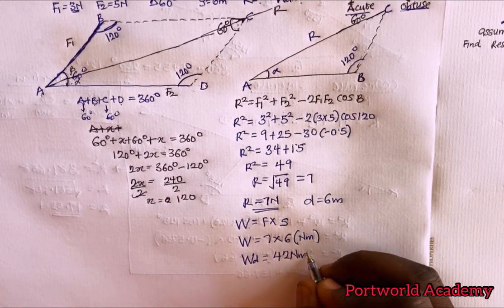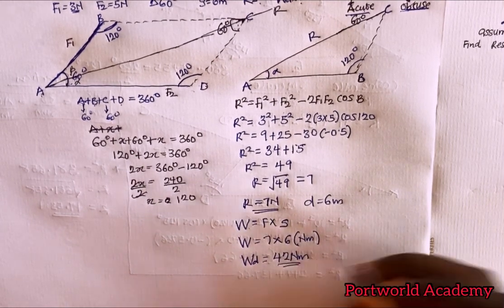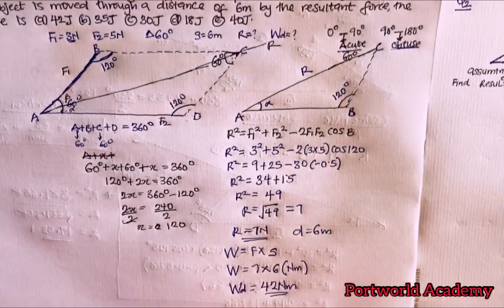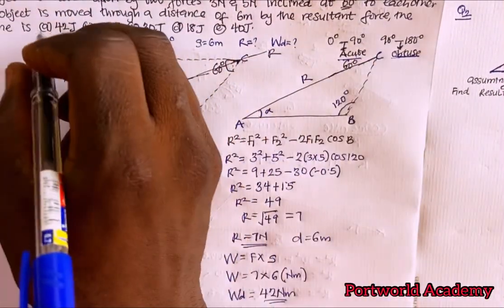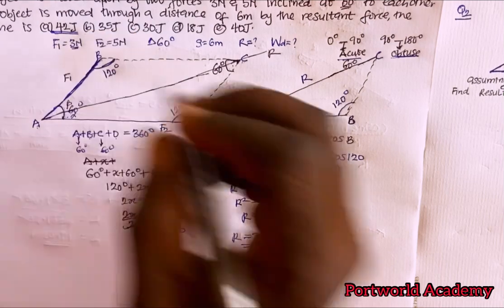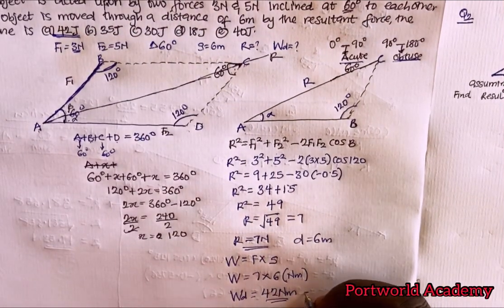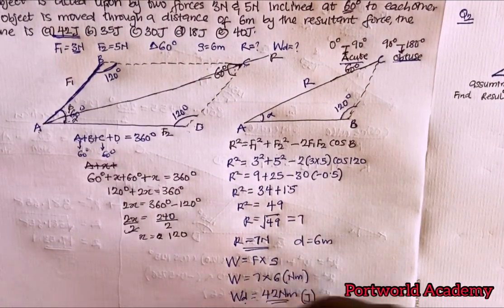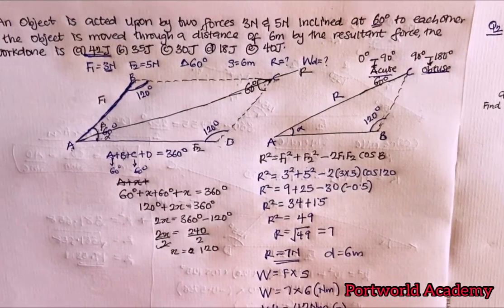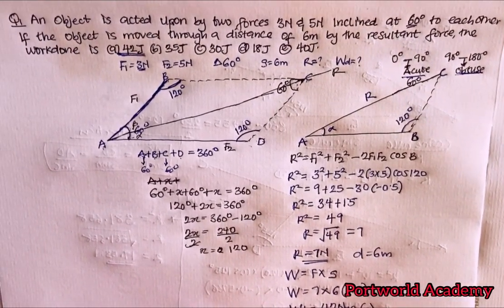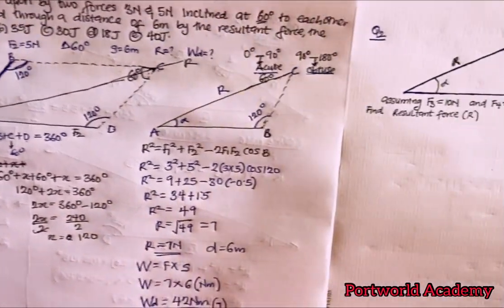Newton meter. So in this case, the right option here will be option A, which is 42 joules. Newton meter is also known as joules since we are dealing with work done. So our right option is option A. Then let's move to question 2.